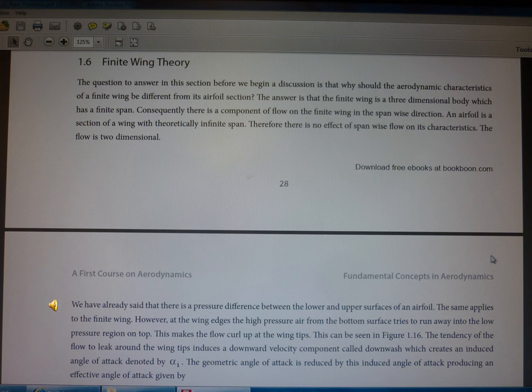This makes the flow curve around the wing tips, as can be seen in the figure. The tendency of the flow to leak around the wing tips induces a downward velocity component called the downwash, which creates the induced angle of attack denoted by alpha i. The geometric angle of attack is reduced by the induced angle of attack, producing the effective angle of attack.